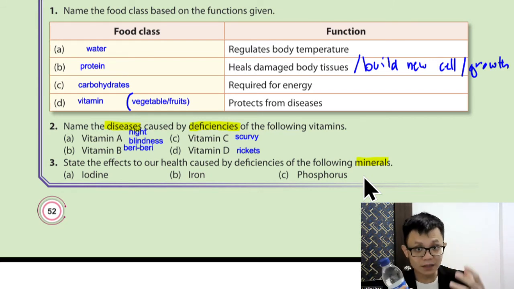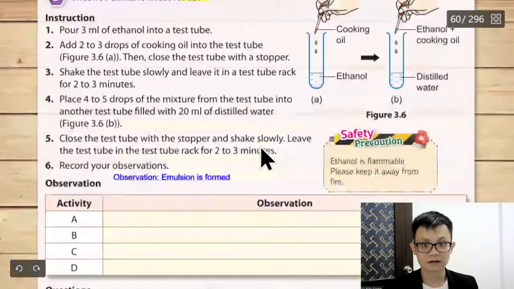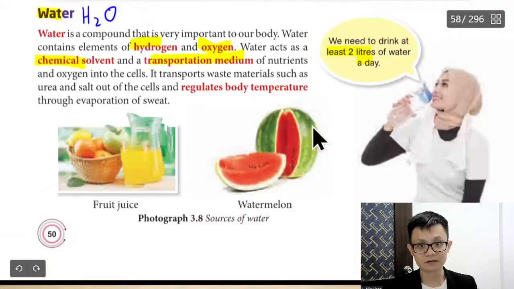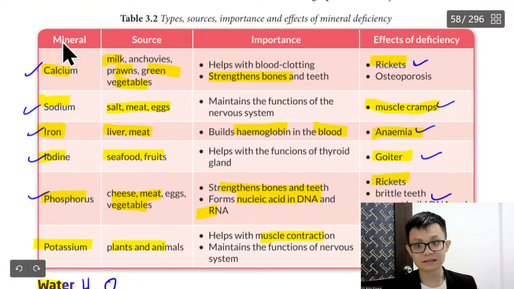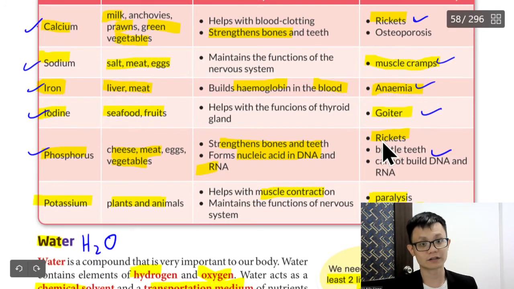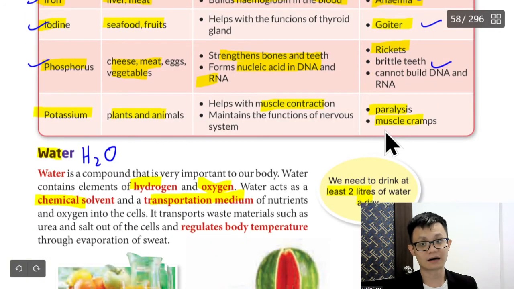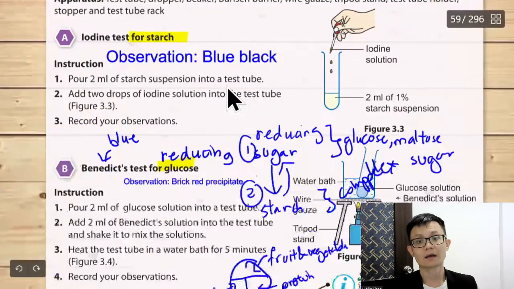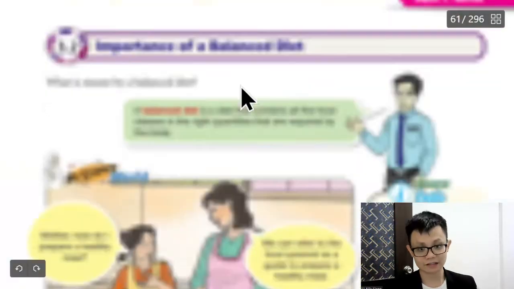Another meaning for mineral is this one. Okay, mineral is this one. This is the mineral: calcium, sodium, iron, iodine, phosphorus, potassium. Deficiency, if not enough, you will again have rickets, muscle cramp, anemia, goiter, paralysis, muscle cramp.